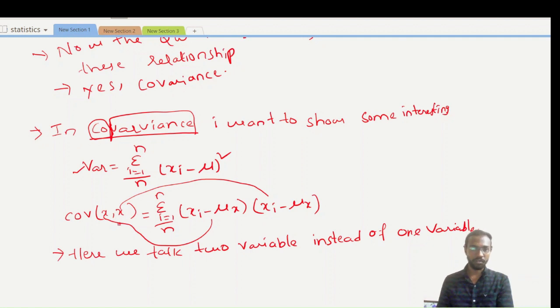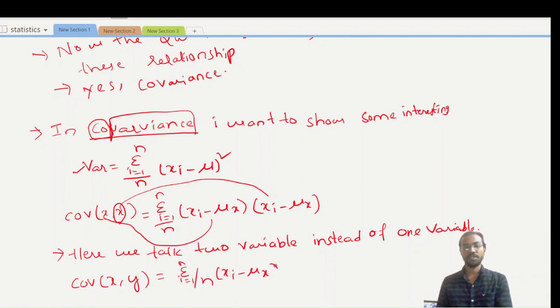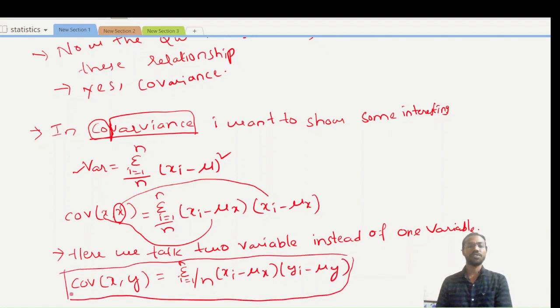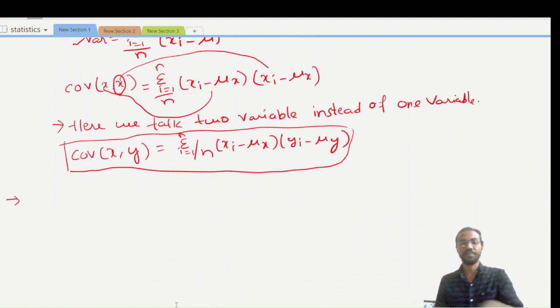So now I want to replace this with y. Same here, x comma y: summation i equals 1 to n divided by n, of (xi minus mu x) for the x variable and (yi minus mu y) for y. Here the formula contains two variables. This is nothing but the covariance formula. By using this formula only, we compute the covariance.